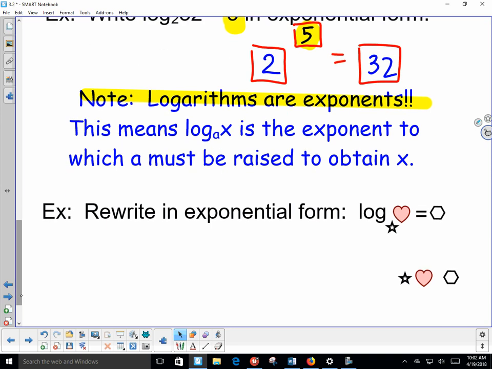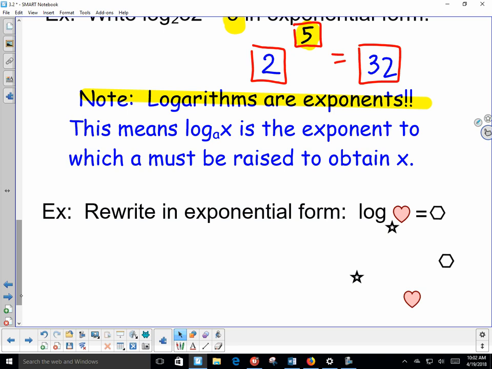And a little practice with just some symbols. If I have log to the base star of heart equals hexagon, can you arrange these somehow so that I get this in exponential form? So what raised to the what equals what here?